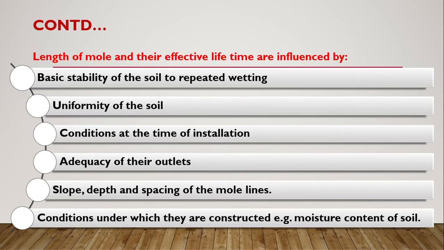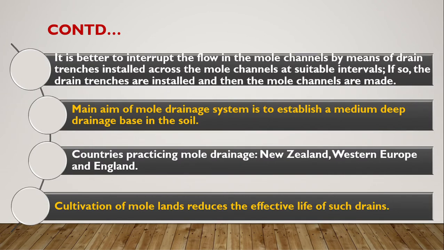The length of mole drains and their effective lifetime are influenced by the following factors: basic stability of the soil, uniformity of the soil, conditions at the time of installation, and adequacy of the outlet. All these things will affect the length of the channel and the effective life. It is better to interrupt the flow in the mole channels by means of drain trenches installed across the mole channels at suitable intervals. If so, the drain trenches are installed first and then the mole channels are made.